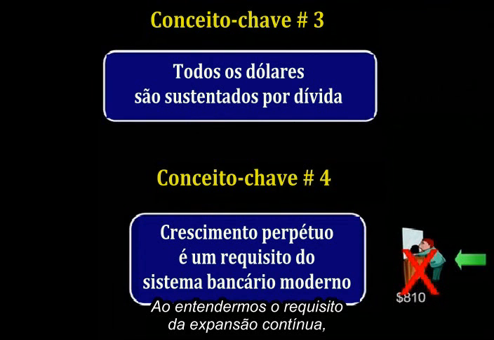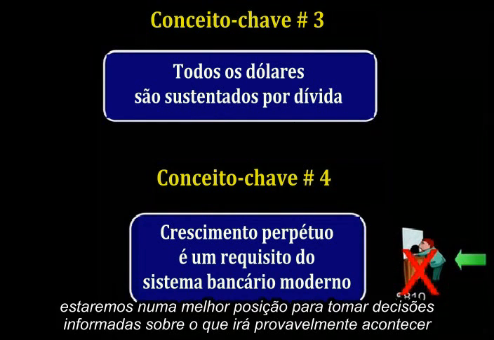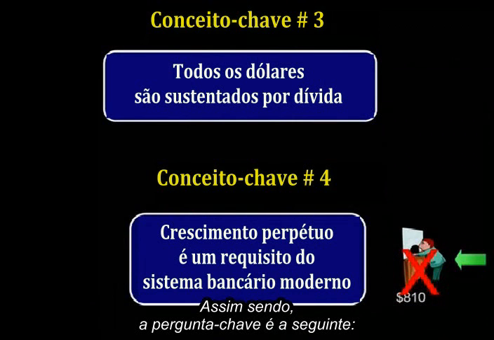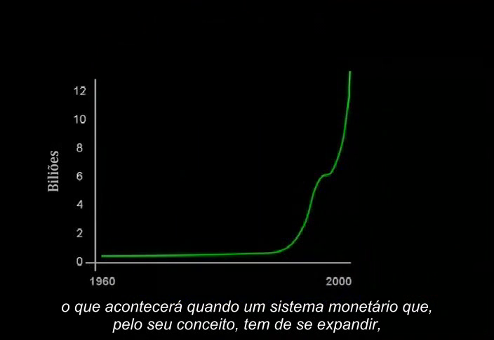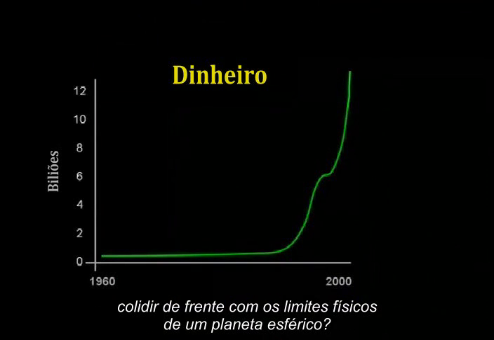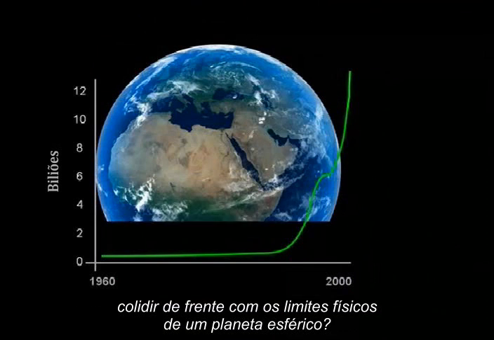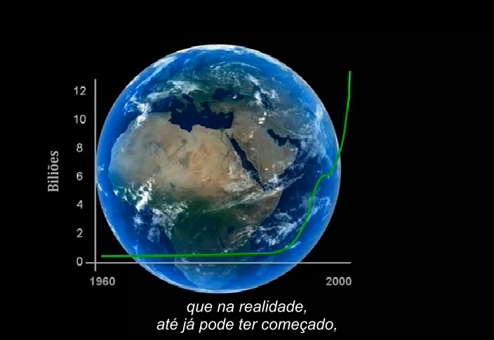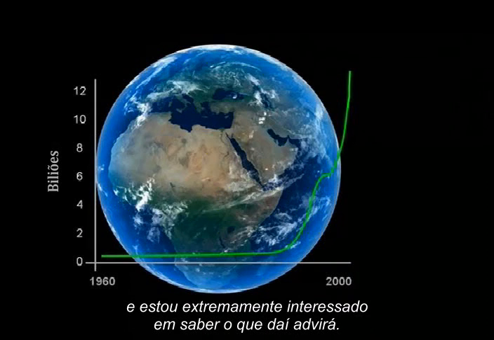By understanding the requirement for continual expansion, we will be in a better position to make informed decisions about what's likely to transpire and take meaningful actions to enhance our prospects. So the key question is this: what happens when a human-contrived money system that must expand by its very design runs headlong into the physical limits of a spherical planet? One more belief of mine is that I will witness this collision in my adult lifetime, and in fact it may have already started, and I am extremely interested to see how this is all going to turn out.